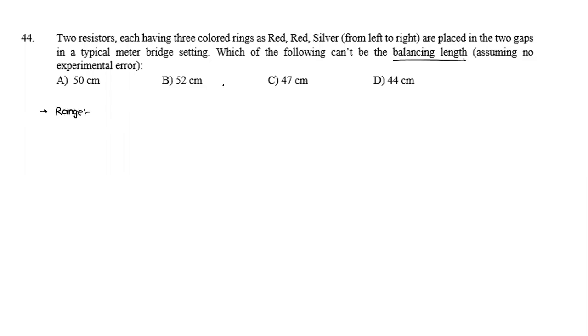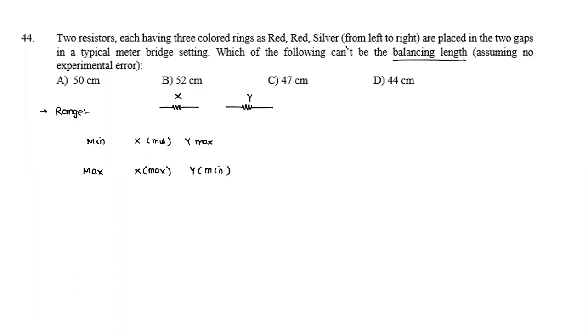Anything which is falling within the range is possible. Anything which is outside the range is not possible. So if I connect two resistors X and Y in the typical meter bridge setting, we'll have the minimum balancing length when X is minimum and Y is maximum. And when will the balancing length be maximum? The reverse of this: when resistance on the left hand side is maximum and on the right hand side is minimum.